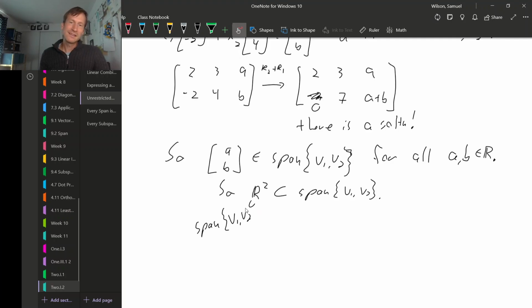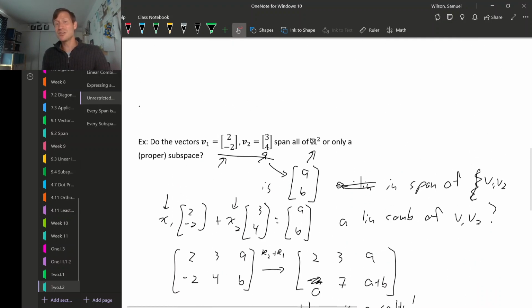Of course, R2 also contains the span of v1 and v2. V1 and v2 are vectors in R2, and every linear combination of vectors in R2 is in R2, so the span of v1 and v2 is also in R2. So R2 contains the span and is contained in the span of v1 and v2. That means this span of v1 and v2 is actually exactly equal to R2. So maybe it wasn't obvious at first, but now we see that the span of these two vectors is actually all of R2.